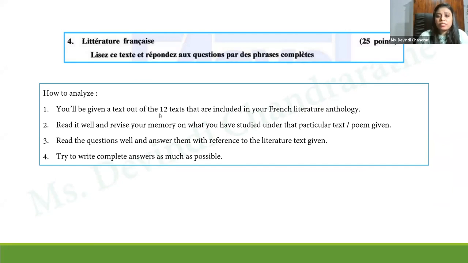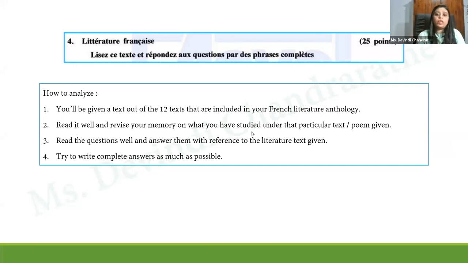You will be given a text out of the 12 texts included in your French literature anthology. You know that there are 12 texts. So one will be given for you to refer to here. Read it well and revise your memory on what you have studied under the particular text or poem given. So imagine if it is a Rex.